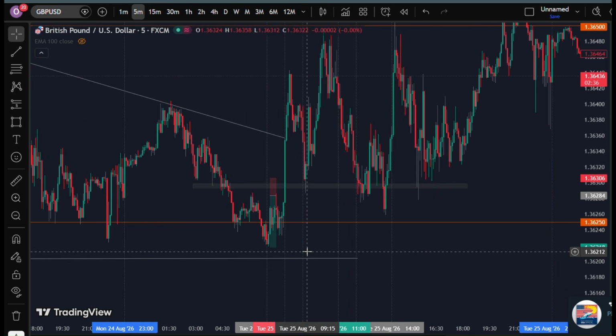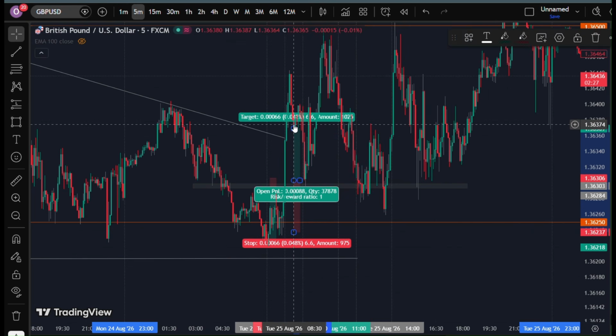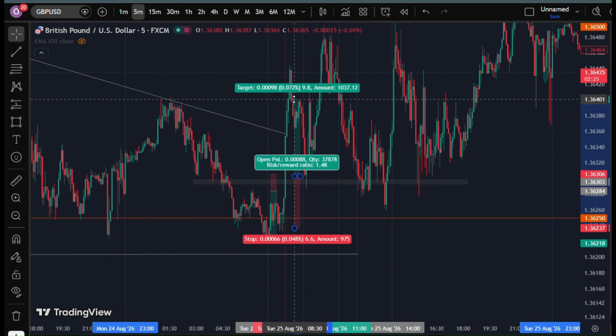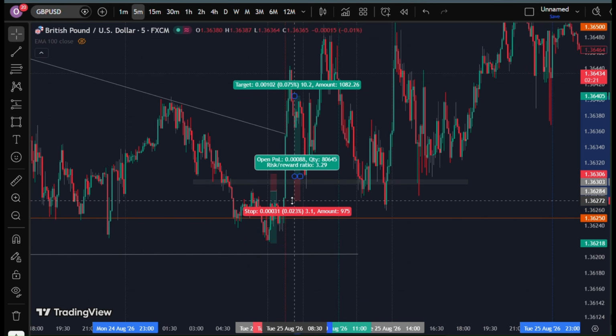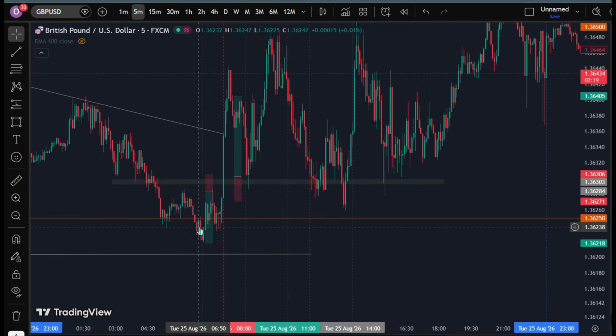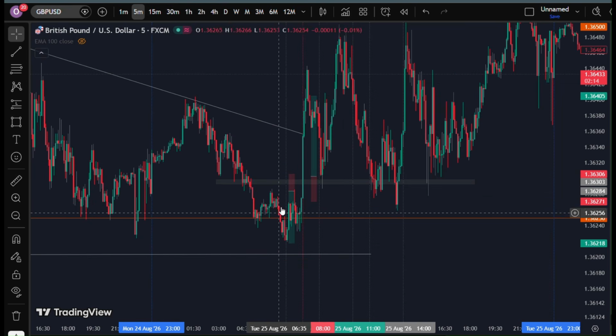This is what I saw right at 7 o'clock. What did I do? I took another entry here. I took a long position. When I saw the breakout, I took an entry going for 1 is to 3. So a 3 pip stop and a 10 pip target. This is what I saw at 7 o'clock.